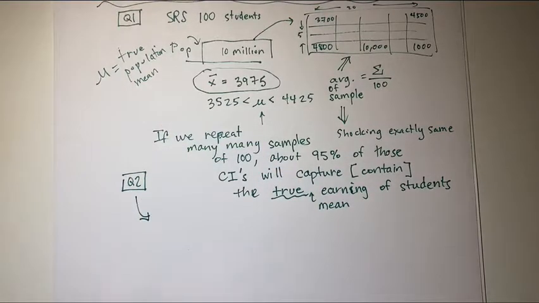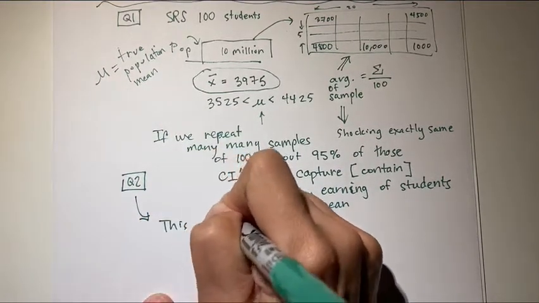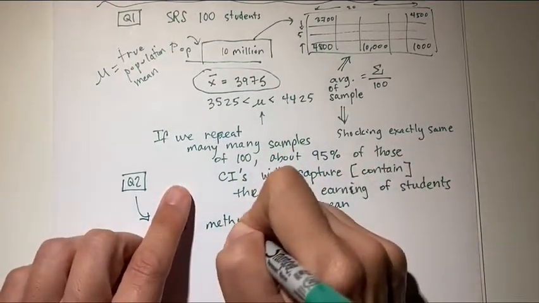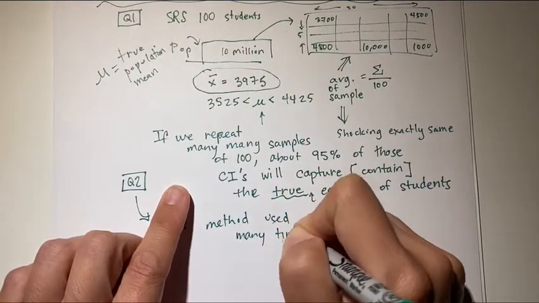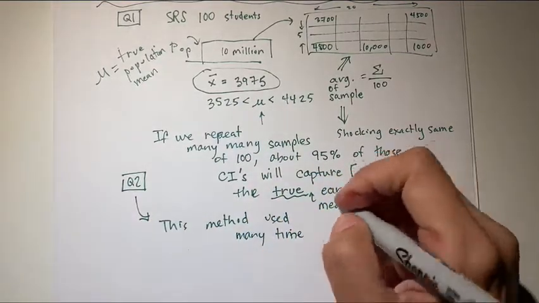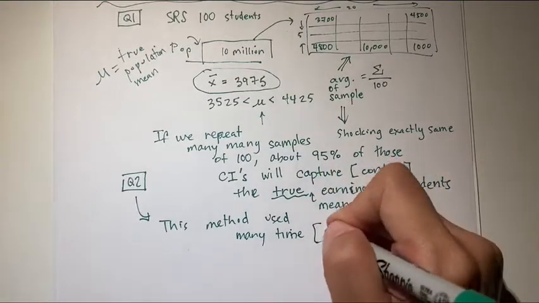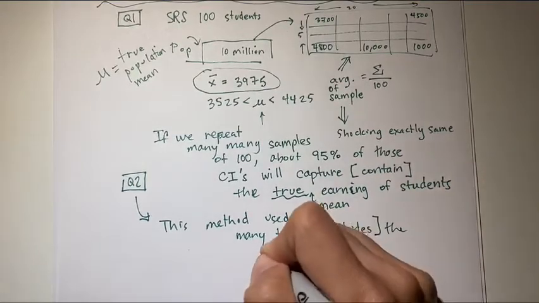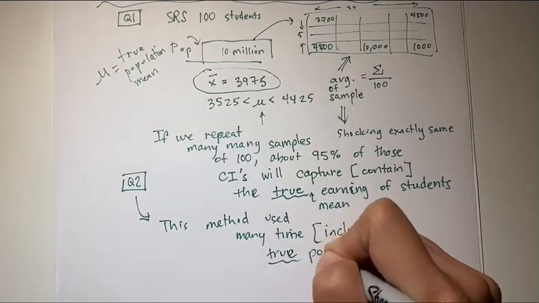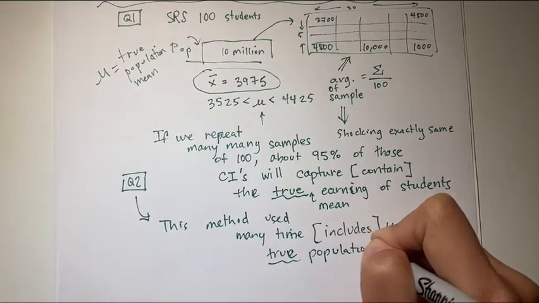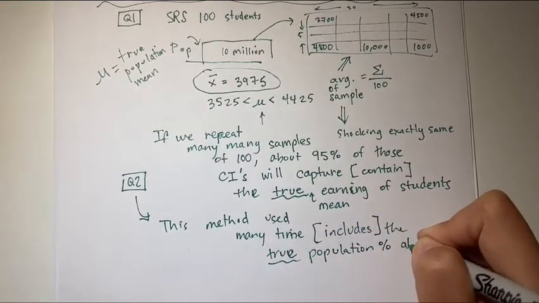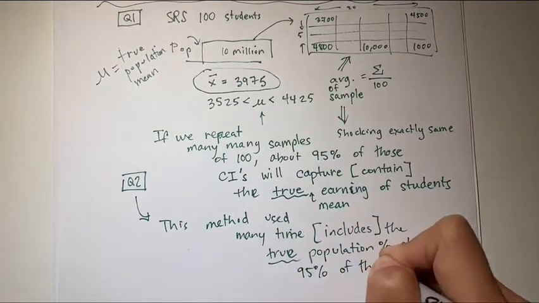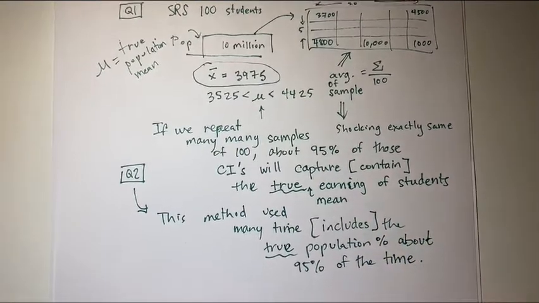I would say let's write this: the method used many times, instead of the word capture or contain or includes, the true population percent about 95% of the time. So that's another way to say the same thing.